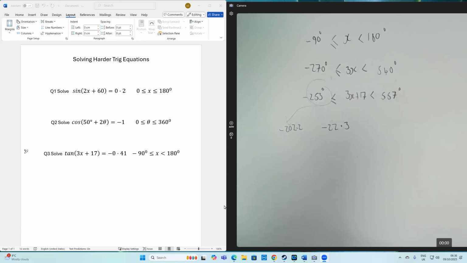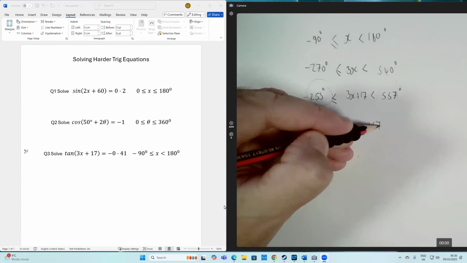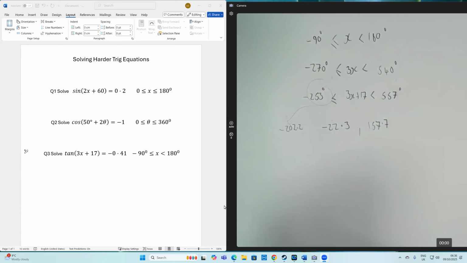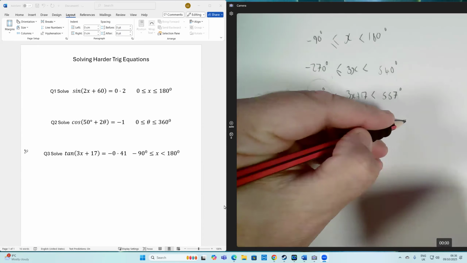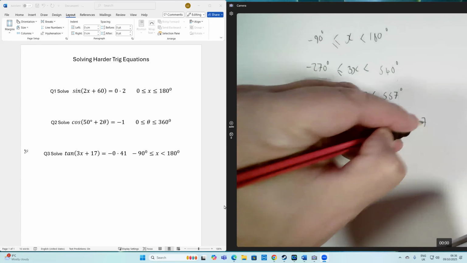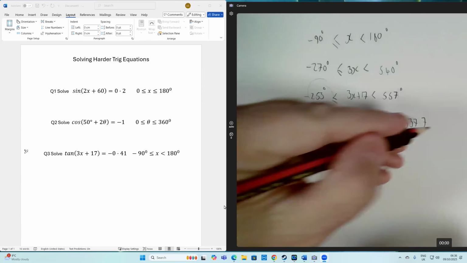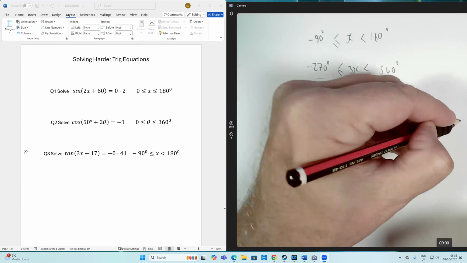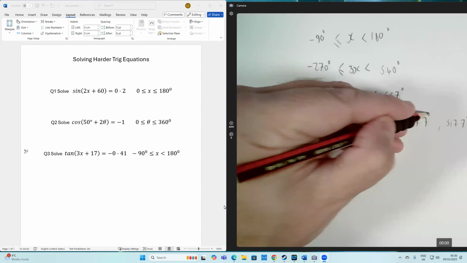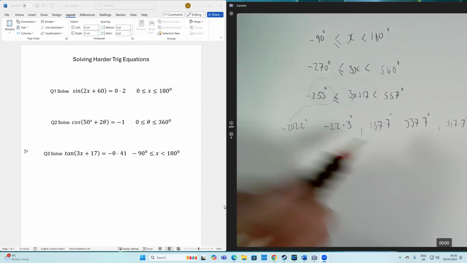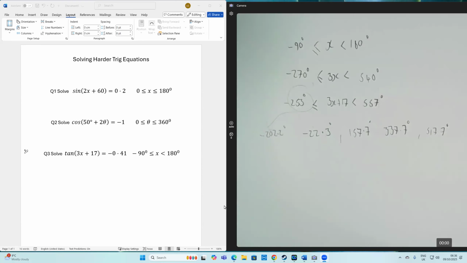So I'm going to add 180 again to get me to my minus 22.3. Add another 180 to minus 22.3, that gets me to 157.7. Add another 180, that gets me to 337.7. Just keep on going until you've got all the values that are in the range. Oh, that one's close, that one's 517.7. And I can see from there that if I was to add another 180, I would go bust, as it were, because I'm very close to the limits.